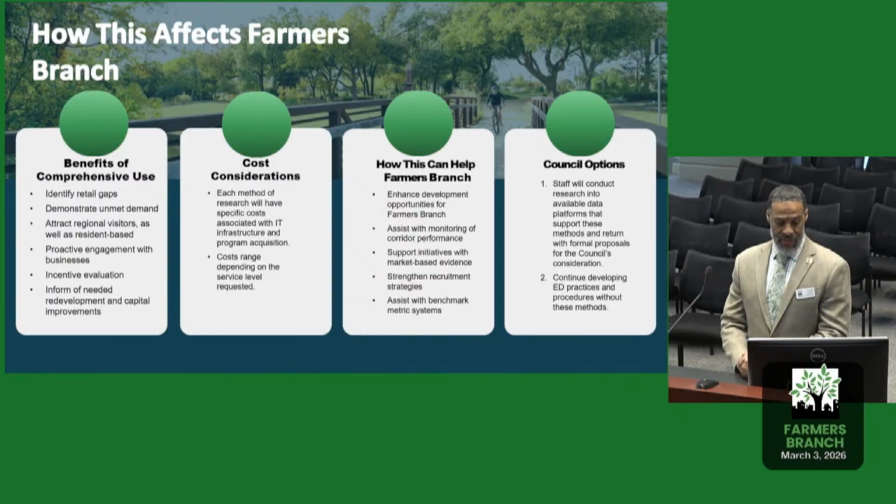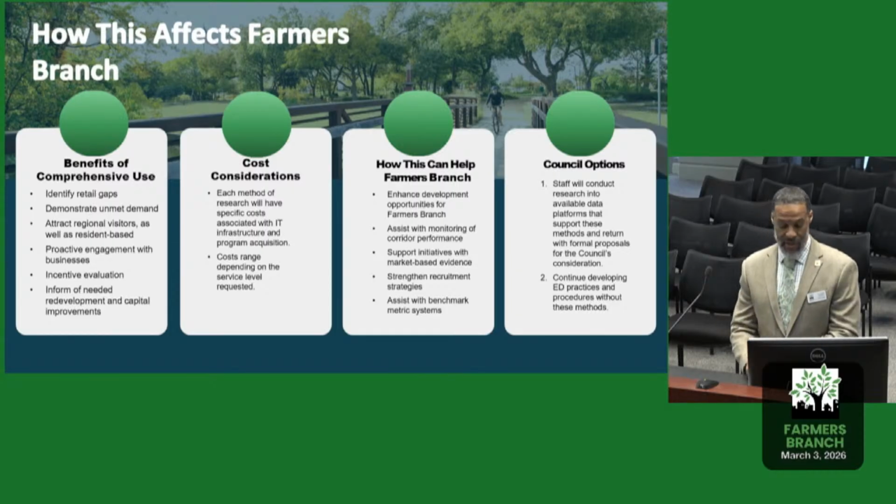When we look at how this affects Farmers Branch, we have three things to consider: the cost-benefit analysis, the cost considerations, and how this can help Farmers Branch. When we're looking at the comparison of use, it'll identify retail gaps that are in Farmers Branch. It'll also demonstrate unmet demand that we have here in Farmers Branch. And it'll also show us the needs that we have for redevelopment and capital improvements. I'm just naming a few, I'm not going over all of them for you.